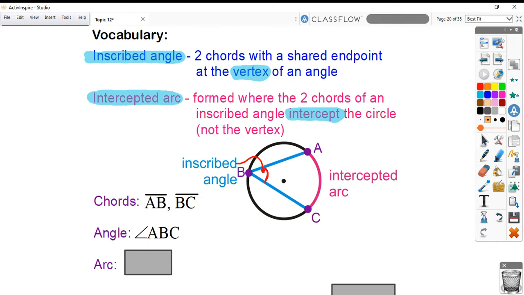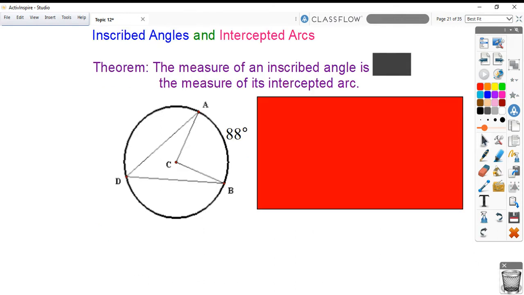And the next term is our intercepted arc. That is what happens when the two chords of an inscribed angle intercept the circle. This is the opposite endpoints, the ones that they don't share. So these two chords, AB and BC, form an angle at point B over here, but they also form an arc at these other two points, A and C. This arc right here in this picture, arc AC, is the intercepted arc. So as we go through this section, we're going to be talking a lot about inscribed angles and the arcs that they make, the intercepted arcs that they create.